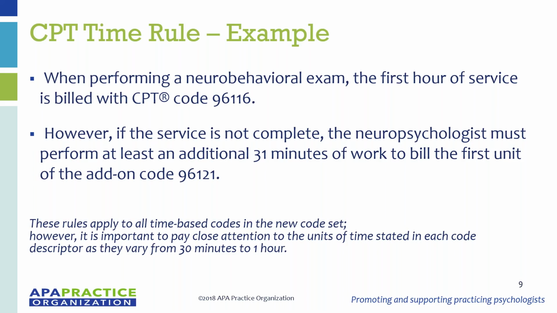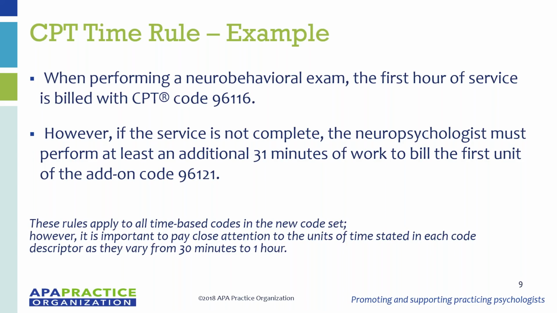So the example here is when performing a neurobehavioral status exam. That first hour of service is billed as a 96116, which is a code number that's familiar to all of us that provide this service. But if the service isn't complete, then the neuropsychologist must perform at least an additional 31 minutes of work to bill that first unit of the add-on code, which is 96121. So again, if you provide 60 minutes of service or 75 minutes of service, you're still billing just the base code.